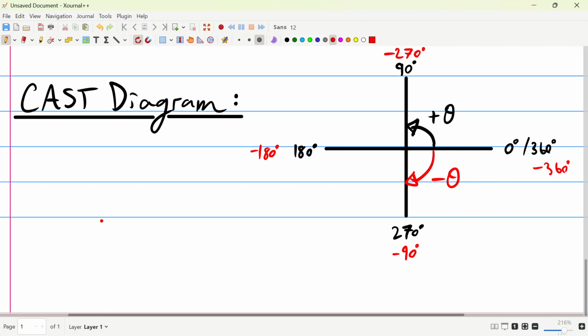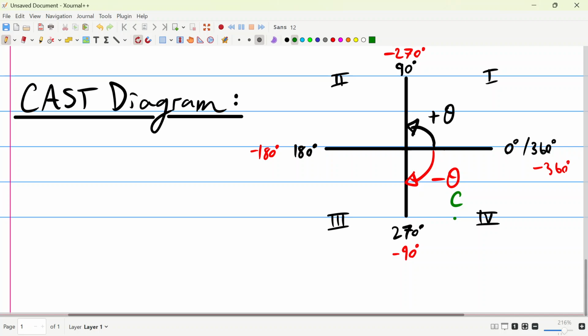This is the CAST diagram for a reason, by the way. I didn't forget about that. The reason why it's called CAST is because we are actually going to be labeling it this way. First, before I get into that, we usually start here with C, right? C would be in this quadrant, which we actually call quadrant 4. This is quadrant 4, this is quadrant 1, this is quadrant 2, and this is quadrant 3, as you've learned in grade 10.